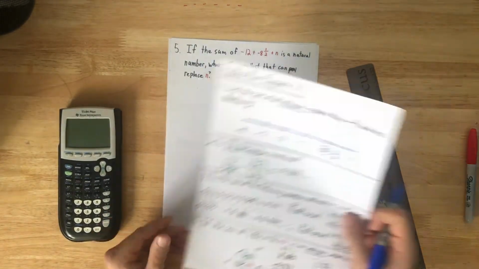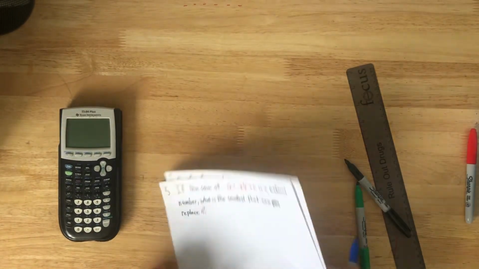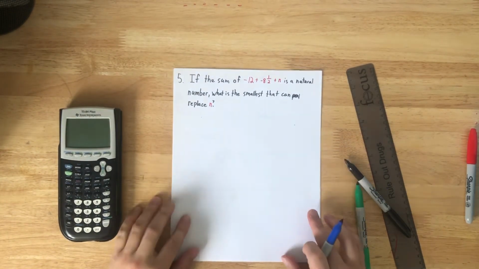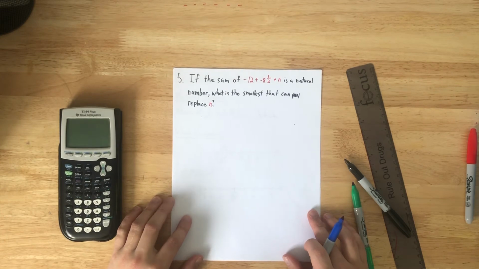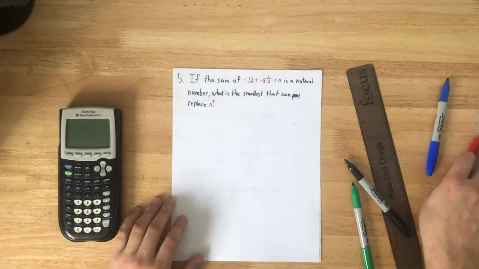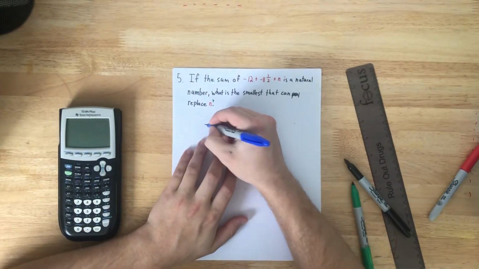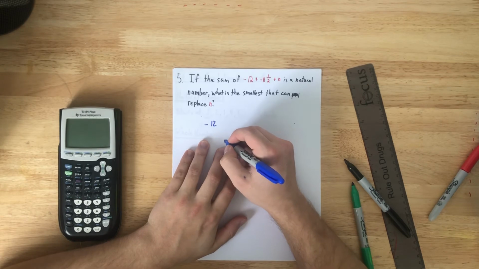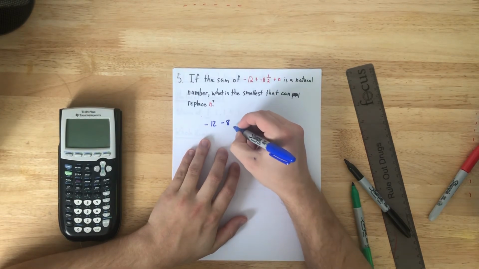Alrighty, for our final and last question for this section: if the sum of -12 plus -8/2 plus n is a natural number, what is the smallest number that can be placed in n? Okay, let's figure out what this is right off the hop. So we have -12 minus 8, and a half.